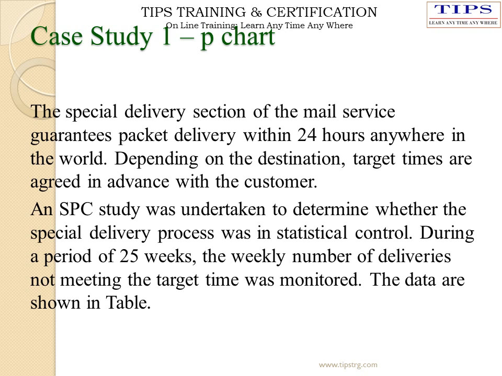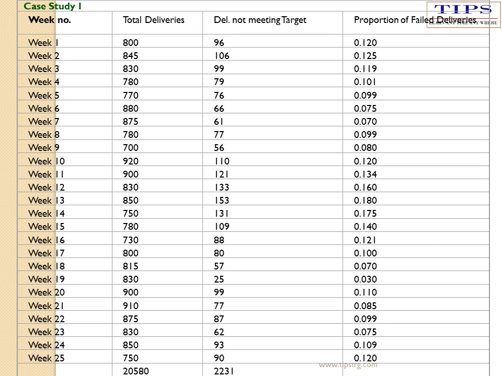The special delivery section of the mail service guarantees package delivery within 24 hours anywhere in the world. Depending on the destination, target times are agreed in advance. An SPC study is carried out for 25 weeks. The data is provided in the next step. This is the data provided for the number of deliveries for 25 weeks.